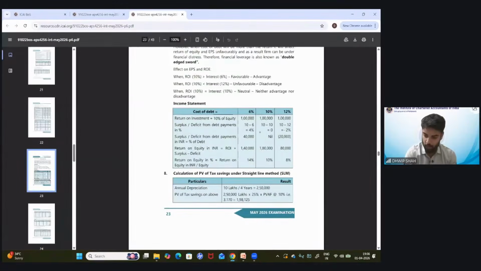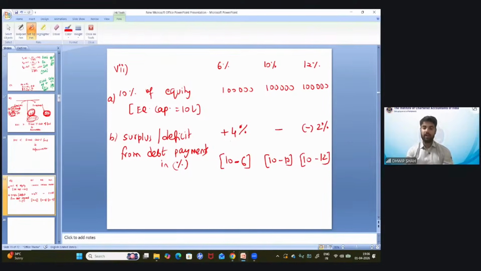So 4, 0, -2. Okay? So can I say, who gets this 4% malai? The equity shareholders will get it. Who bears this 2% loss? The ultimate owners will bear it. So in percentage it is 4%, but in rupees how much is it? That is point number C.